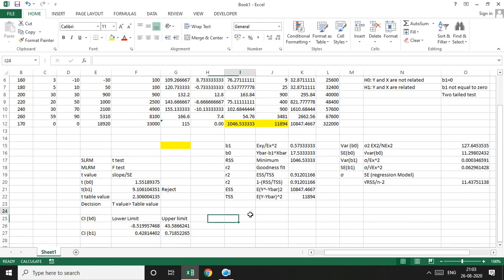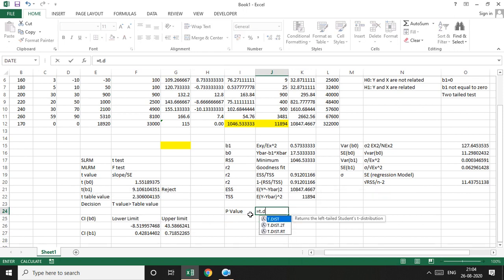One more test, or one more value, which is very powerful in statistical hypothesis testing, is called the p value. How can we find the p value? It is very simple. So what is the p value? The p value is nothing but the smallest level of significance at which we can reject the null hypothesis. So how can we find it?